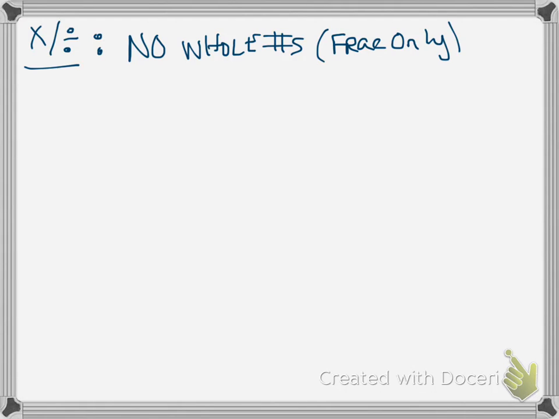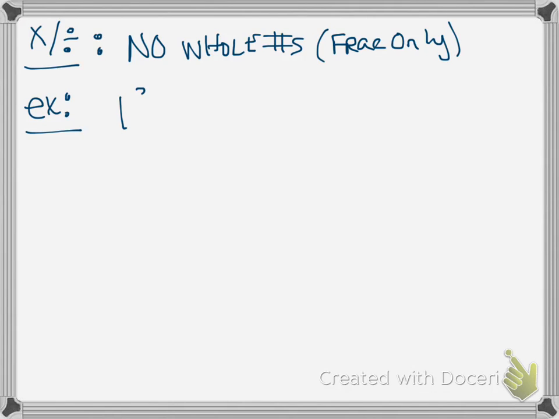When we talk about multiply and divide, it's a little bit nicer. You do not need a common denominator, but you also can have no whole numbers. We need fractions only. And that fraction can be a regular fraction. It can be an improper fraction. If you have a whole number, remember we put a 1 underneath it.